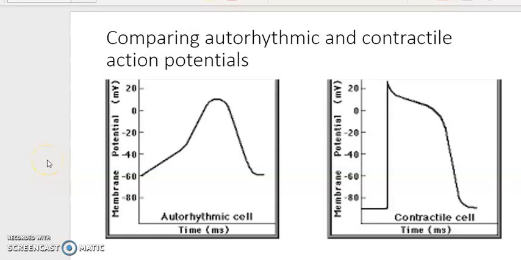So what is the difference between the two? We have the autorhythmic cell. We start off with our sodium, potassium, calcium, going back down. And here our sodium at an increased rate, and we have a very slow drift, slow release of our potassium. So that resting potential is close to the potassium equilibrium potential of negative 90 millivolts.